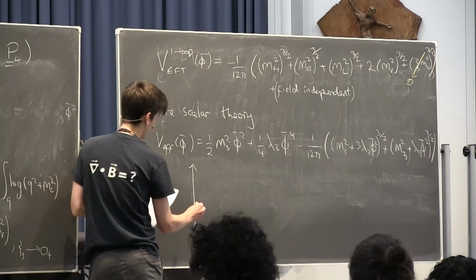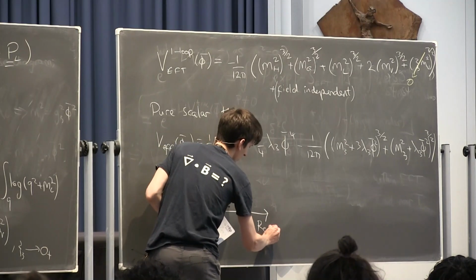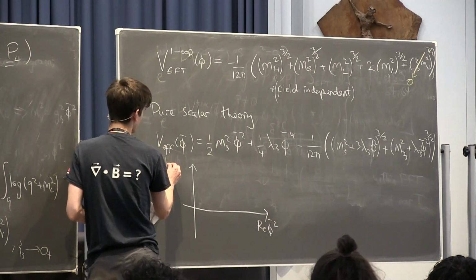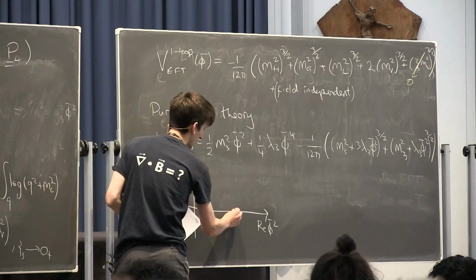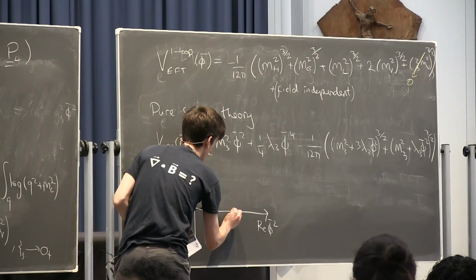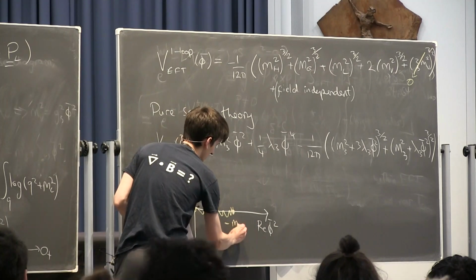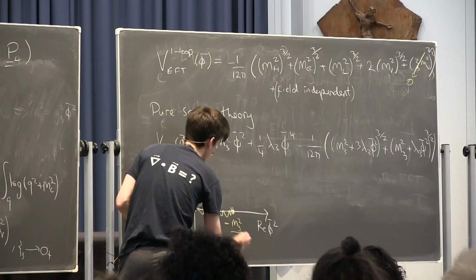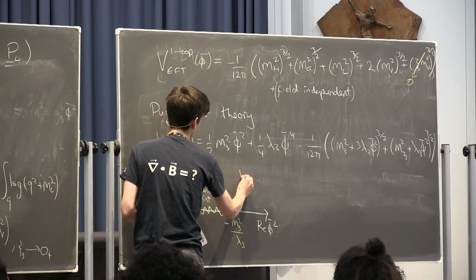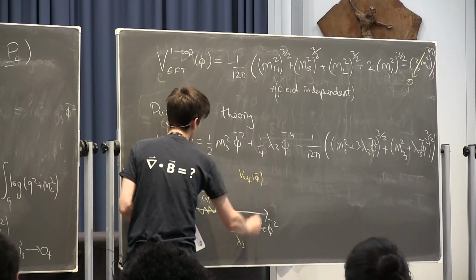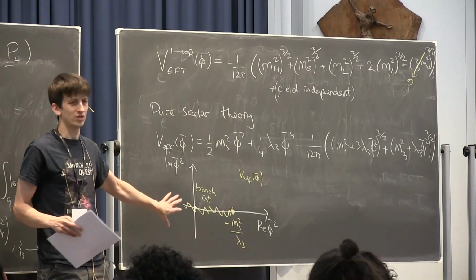So if I were to draw on the plane of phi bar squared, this is the real part of phi bar squared and this is the imaginary part of phi bar squared. If I were to draw the effective potential, I'll find that there's a branch cut at minus m3 squared on lambda 3. What that means is that my effective potential is just not defined there.